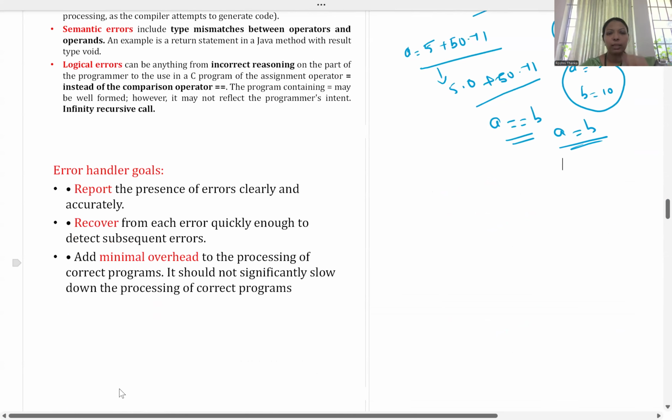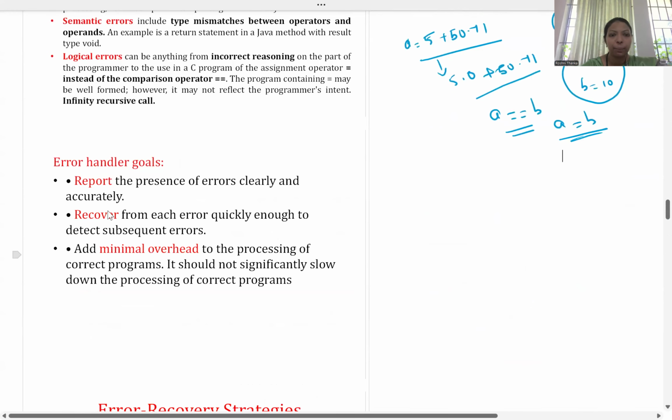So what is the main goal of the error handler? It has to report the error. When reporting the error, it should be clearly mentioned so that we can correct it. And it has to recover from the error quickly so that we are able to find the subsequent errors as well.